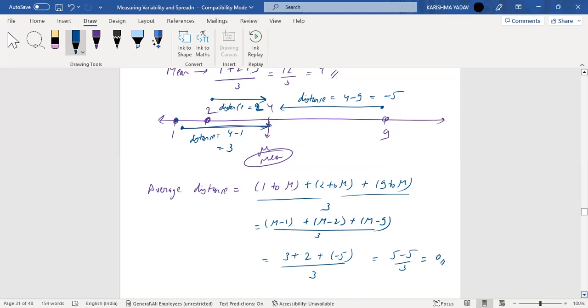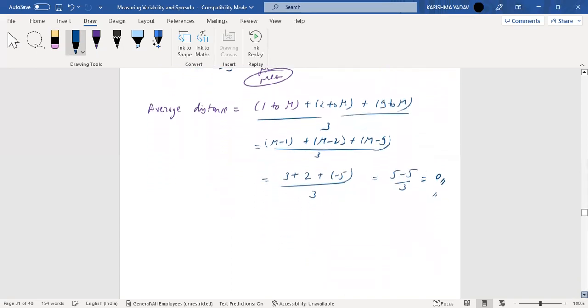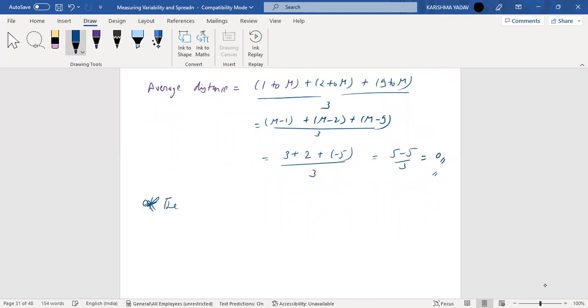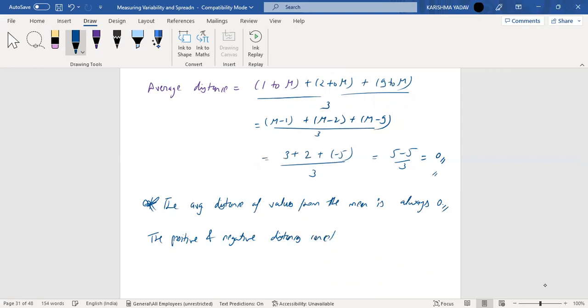Look at this: these distances cancel each other out. These are the positive distances, plus 3 and plus 2, and this is the negative distance, minus 5. So these distances cancel each other out, and the result is 0. From this we get a very important note: the average distance of values from the mean is always 0, because the positive and negative distances cancel each other out.